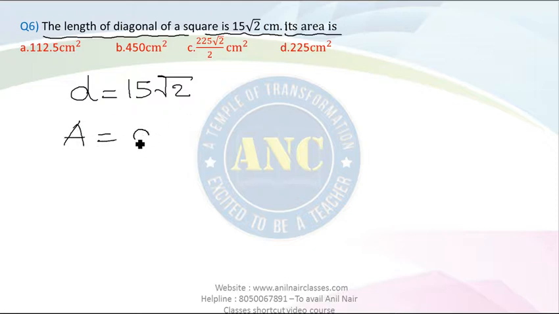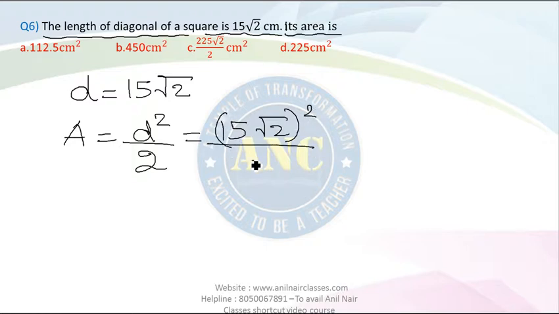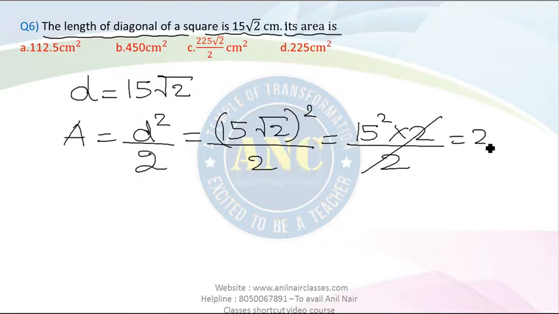The area of a square is diagonal squared divided by 2. The diagonal is 15√2, so this is (15√2) squared divided by 2, which is 15 squared into 2 divided by 2. 15 squared is 225 centimeter squared. The answer for this question is option D.